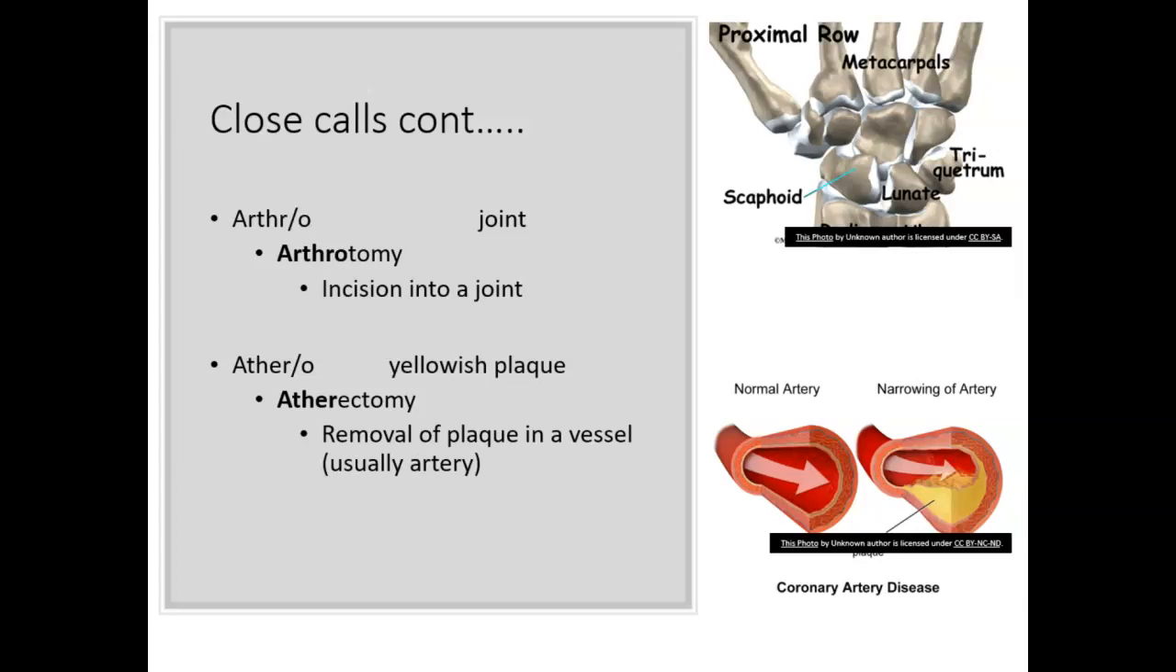A few more close calls, and this time with root words. Arthro, which means joint, arthrotomy, incision into a joint, versus athero, which refers to the yellowish plaque that can build up in our vessels. So atherectomy would be the removal of plaque in a vessel, and usually that's from an artery.